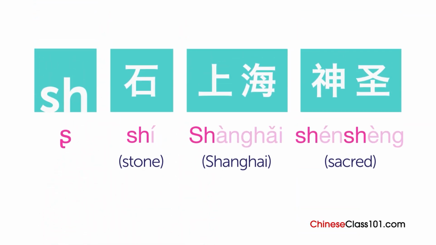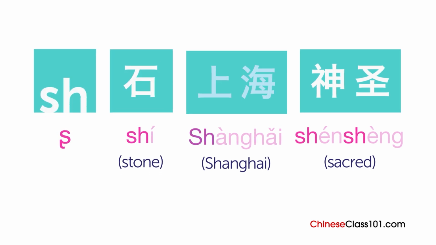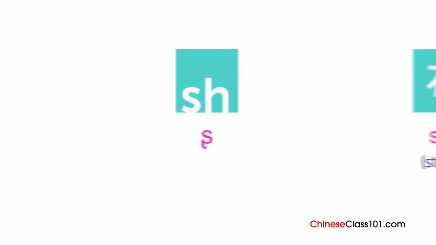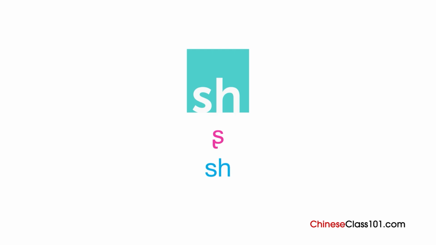The second sh sounding consonant is sh, 时，上海，神圣。 This sounds like an over-exaggerated sh sound. The easiest way to pronounce this consonant is to first try and pronounce an R sound. Now, with your tongue in that position, try to make a sh sound at the same time. It's kind of like you're saying the word sure.